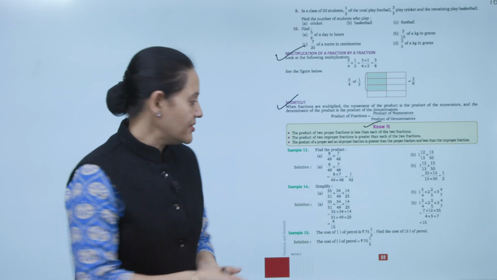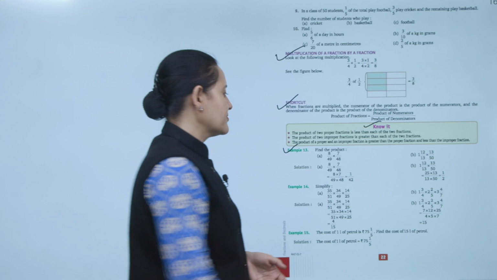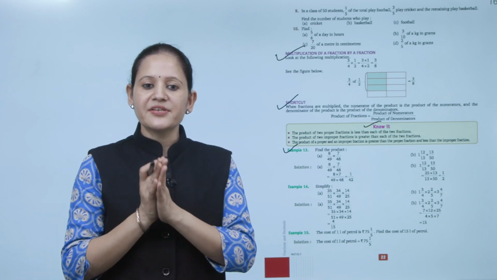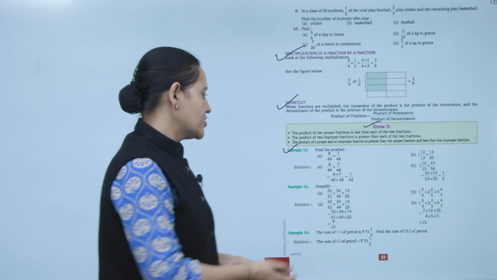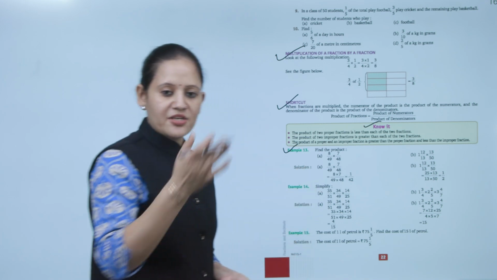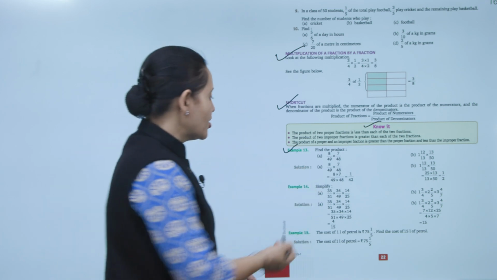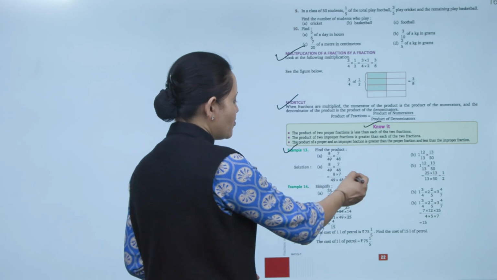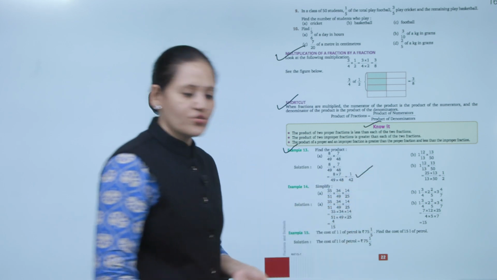Now we'll take an example. Find the product. 8/49 multiplied by 7/48. So simply we'll multiply numerator by numerator and denominator by denominator. So 8 into 7 upon 49 into 48, that is equal to 1/42. Clear?